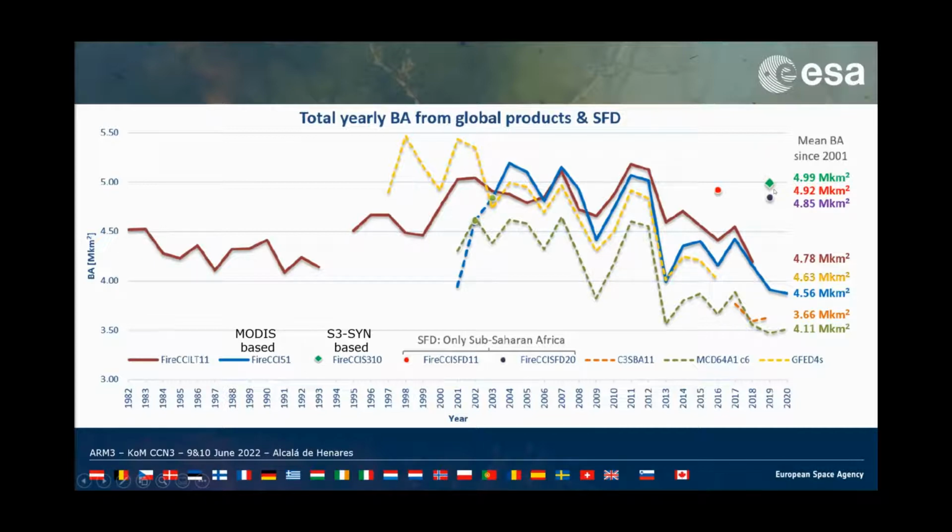It is also very interesting to see this green triangle. This is a new data set from a new methodology. It's a global data set, but this time based on Sentinel-3 synergy data, a combination of SLSTR and OLCI. And it presents much higher values compared to other global products, such as the one based on MODIS, the green. Yeah, I assume you see my mouse.